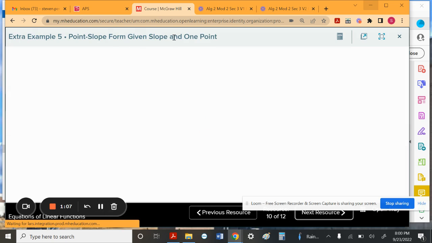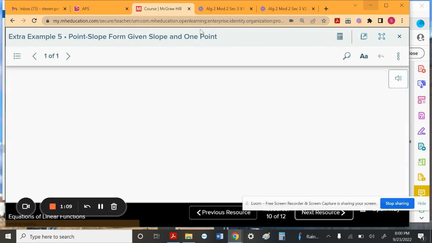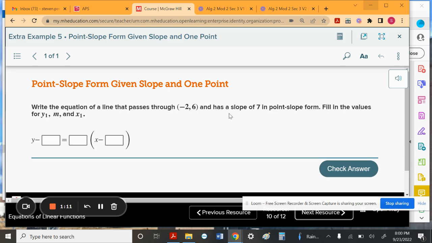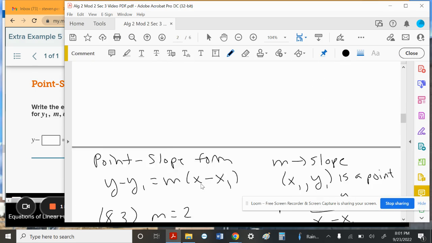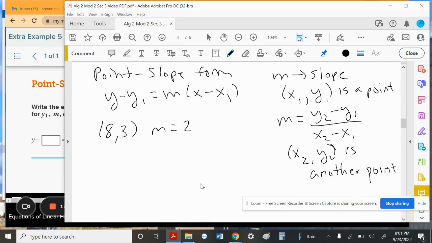Okay, so point slope form given the slope and 1 point. So if we are given already negative 2 and 6 and a slope of 7. Okay, so here's the point slope form, by the way. M is the slope, x1, y1 is a point. And then if we need to solve for the slope, it's y2 minus y1 over x2 minus x1, and then x2, y2 is another point.